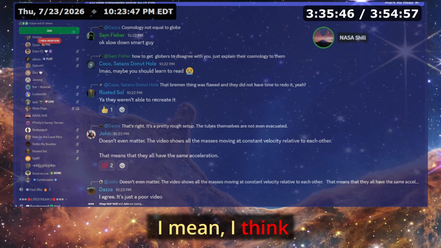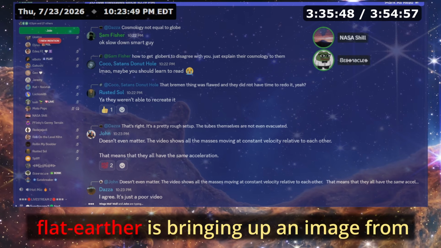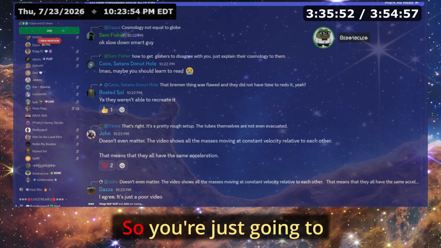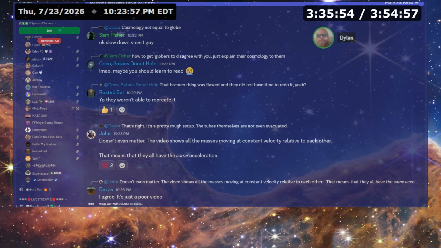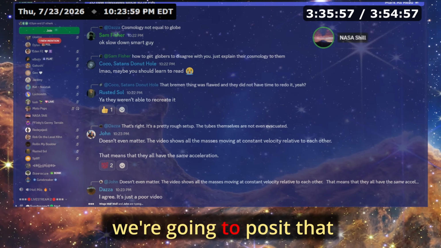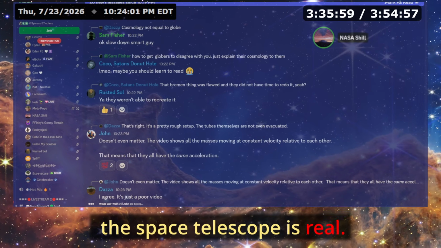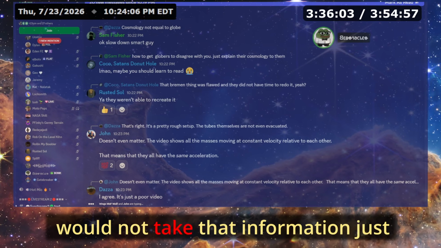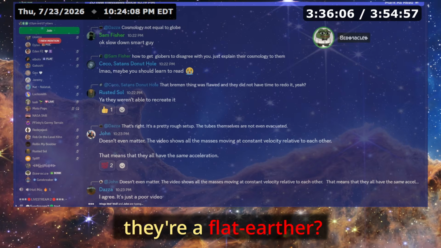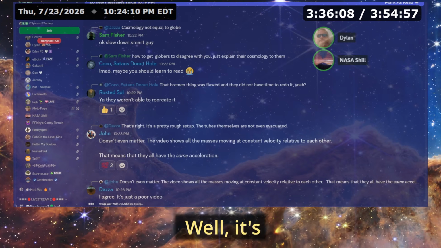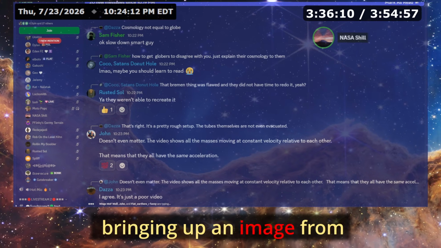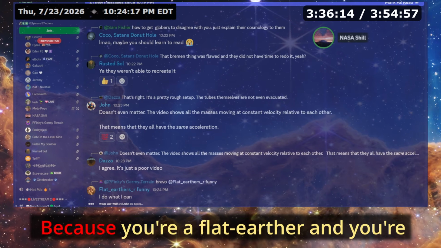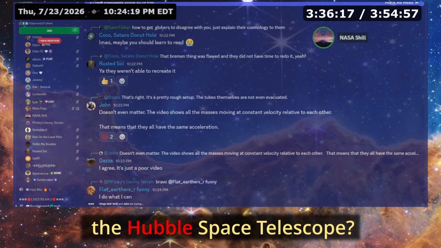Well, I just think it's interesting that a real flat earther is bringing up an image from the Hubble Space Telescope. Oh, a flat earther. So you're just going to literally discriminate. I just want to know if we're going to posit that the space telescope is a real thing. If anyone gave you information and said they were a flat earther, you would not take that information just based on the fact that they're a flat earther? Well, it's ironic that a flat earther is bringing up an image from the Hubble Space Telescope. See? So you're just a bigot. You shouldn't be allowed to talk here.